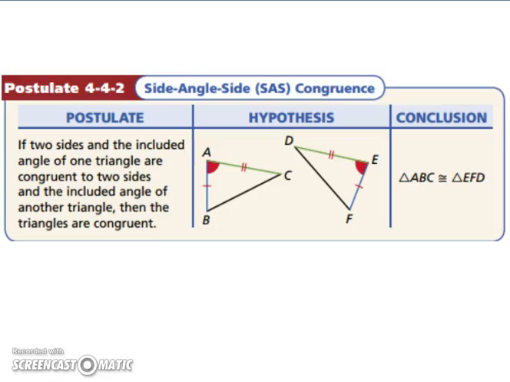Alright, so let's look at side angle side. If two sides and the included angle of one triangle are congruent to two sides and the included angle of another triangle, then the triangles are congruent. Now, this angle here is the one that's smushed between the two congruent sides here. So AB is congruent to EF, AC is congruent to ED, and the angle is smushed between those two sides. It's not sitting off to the side somewhere, it's in between those two sides.